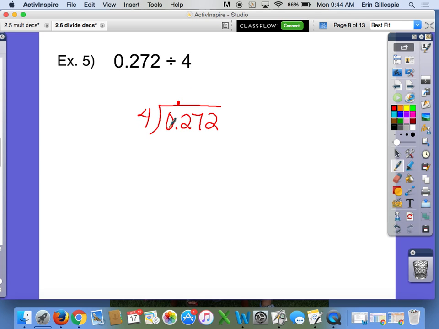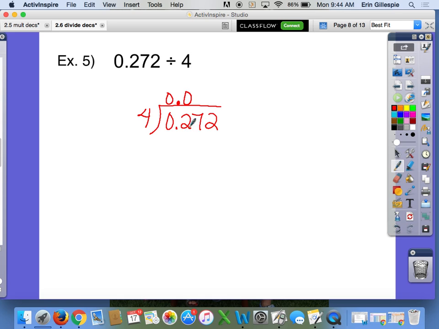4 doesn't go into 0, so I'm going to write a 0. 4 doesn't go into 2, so I'm still going to write a 0. This is the situation where writing an X wouldn't make sense, because we need to know that that's a 0 that goes there after the decimal. So please make sure that you're writing zeros and not X's.